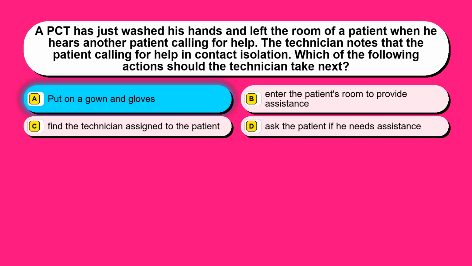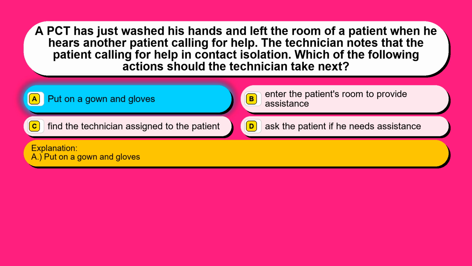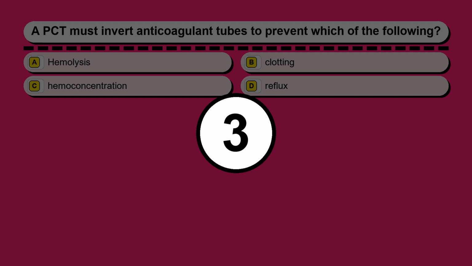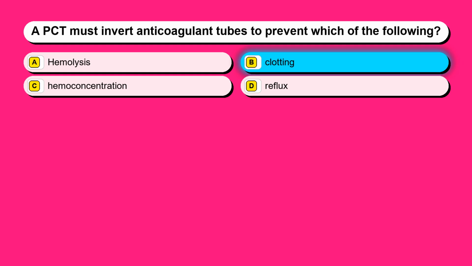The correct answer is option A, put on a gown and gloves. A, put on a gown and gloves. Question 19. A PCT must invert anticoagulant tubes to prevent which of the following? Option A, hemolysis. Option B, clotting. Option C, hemoconcentration. Option D, reflux.